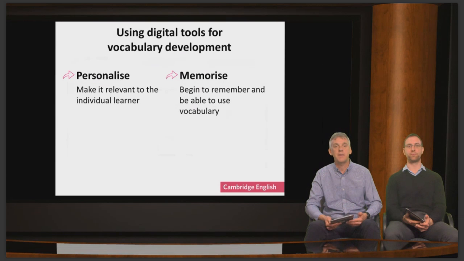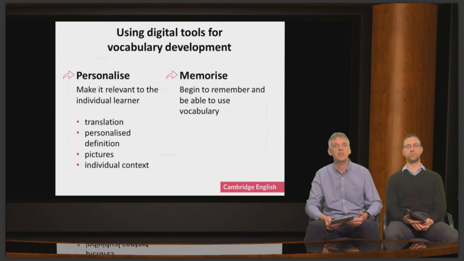As you know, there's a big difference between a learner's passive vocabulary, which is the total set of words they can recognize and understand, and their active vocabulary, which is the set of words they can use effectively in speaking and writing. While there is always going to be a gap between these two, by memorizing more and more vocabulary, the learner begins to be able to use more and more of it, and gradually their active vocabulary grows. So, how can digital tools help learners personalize and memorize vocabulary?